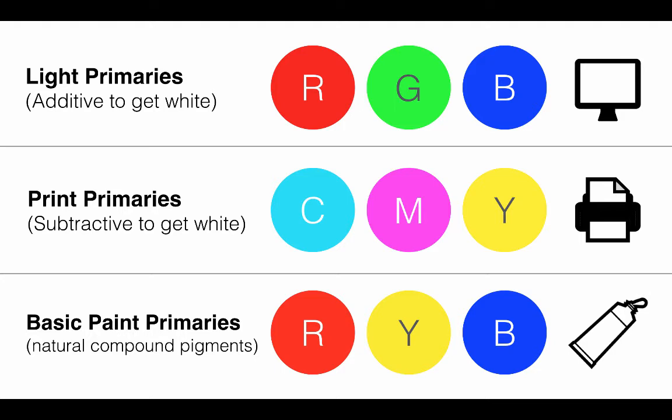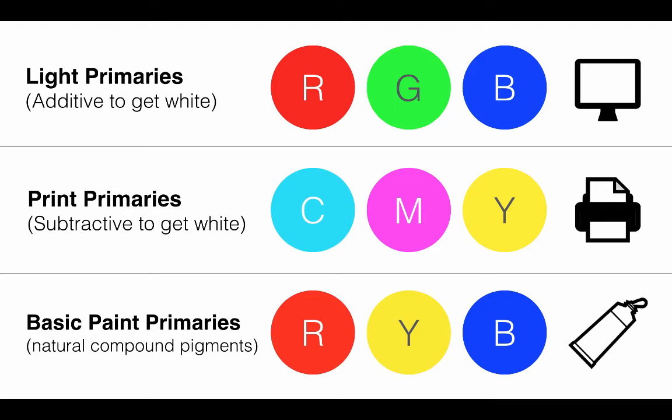So anyway, you'll learn in a moment that the red, green, and blue and CMY primaries have a direct inverse relationship with each other. But anyway, CMY is primarily for print. And then we have basic paint primaries, the red, yellow, blue that you learned about in kindergarten, whenever you're mixing up compounded pigments.